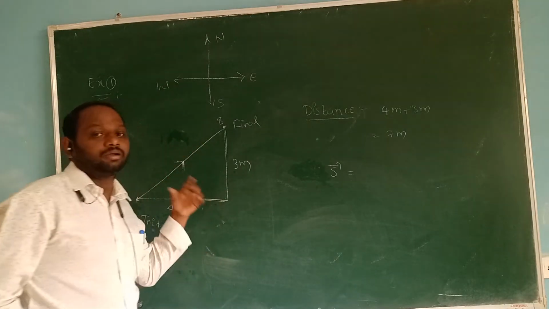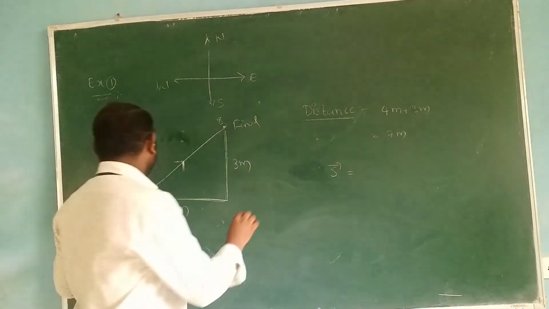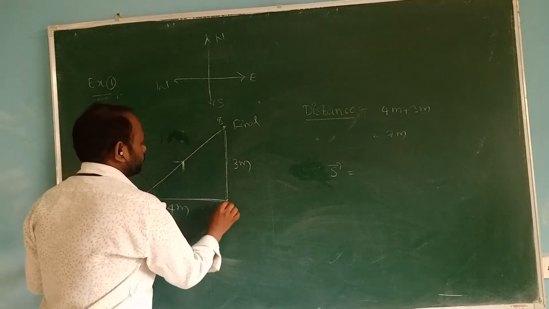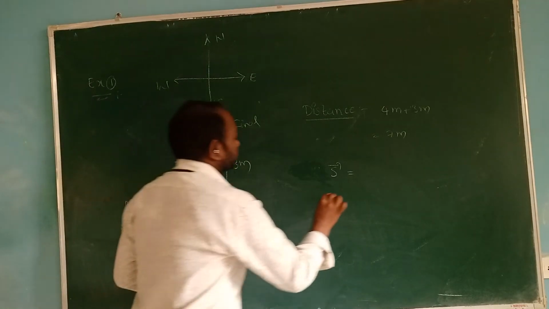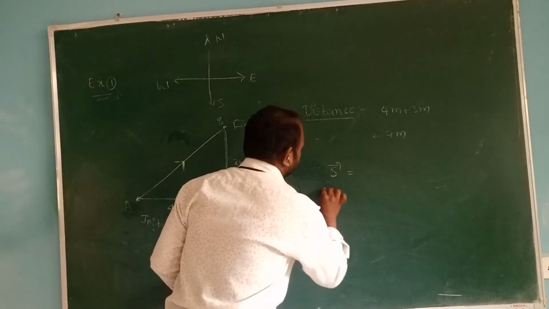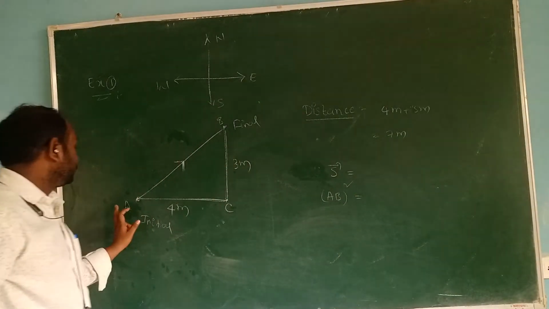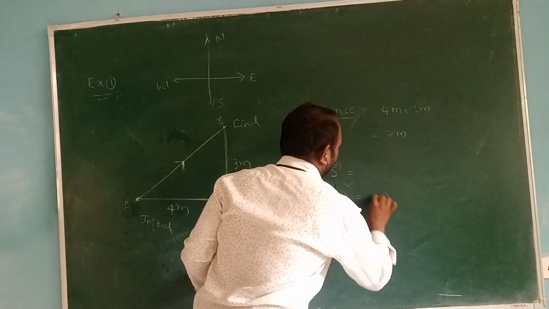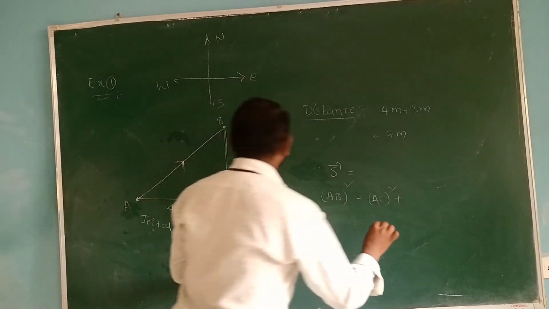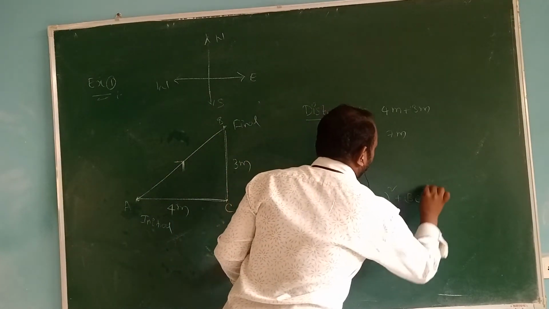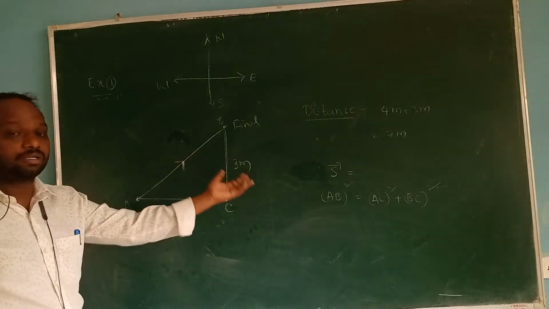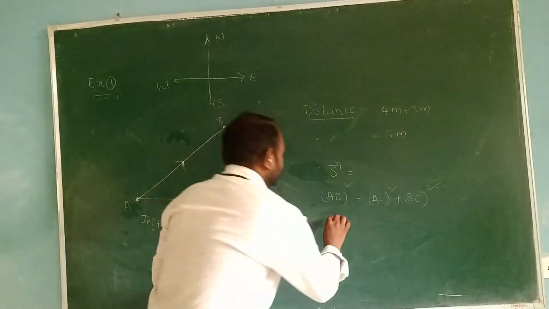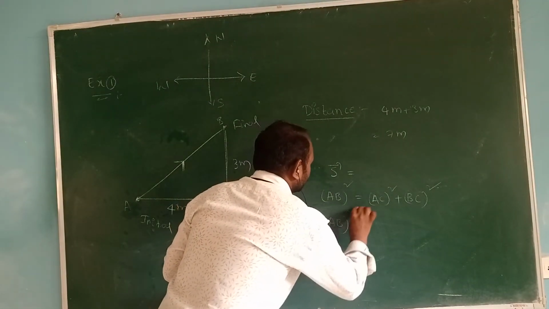So we apply the Pythagoras rule. What is AB square? Let this point be C. This is point A, this is point B, and this point we consider C. So AB square is equal to AC square plus BC square. We are applying the Pythagoras rule here. AB square you don't know, so this is what you should find.